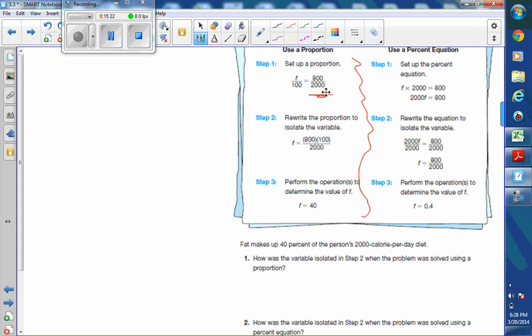Okay, but I want to know percent out of 100. So that's why now I have F over 100. So you just do your cross multiplying and dividing. Once you do that, you should come out to 40.